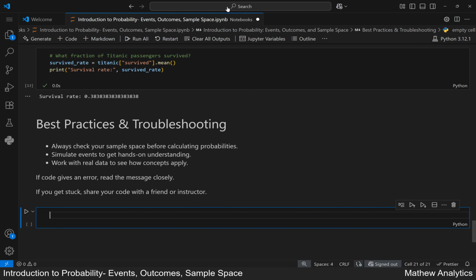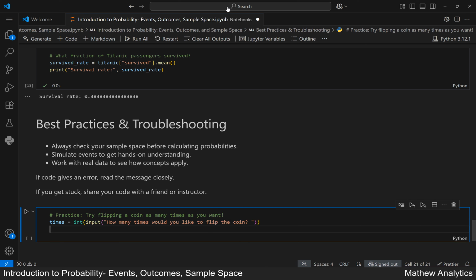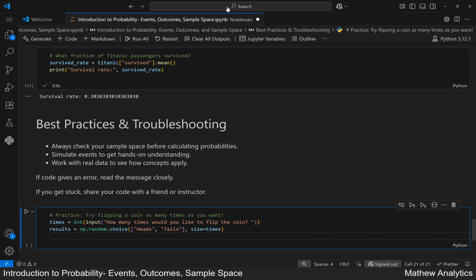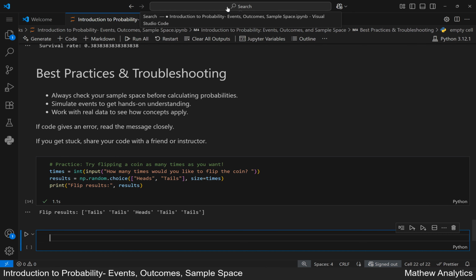Now you try. Tell the computer how many times you want to flip a coin. Then, see each result. The computer asks you for a number of flips. It flips a coin as many times as you asked. It shows you each result in a list. Running the cell now. Try different numbers, like 5, 10, or 50. What patterns do you notice?